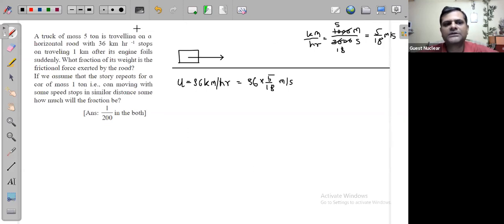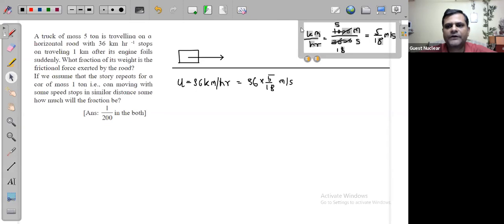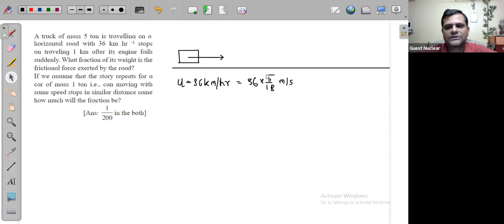So in order to convert kilometer per hour into meter per second, you have to just multiply it by 5 by 18. Remember, once we multiply this, we can cancel out this 18 and 36 so as to get 2 here, and we get 10 meter per second as the initial speed of the truck. Okay, so the truck is already moving with 10 meter per second in this direction, and suppose the engine just fails suddenly. So after traveling 1 kilometer, the truck just stops.